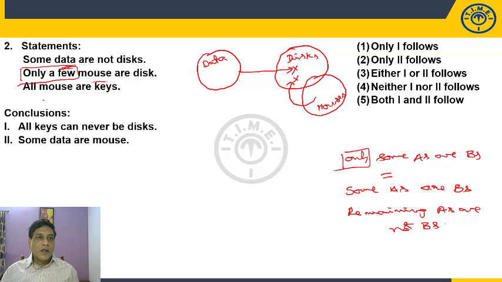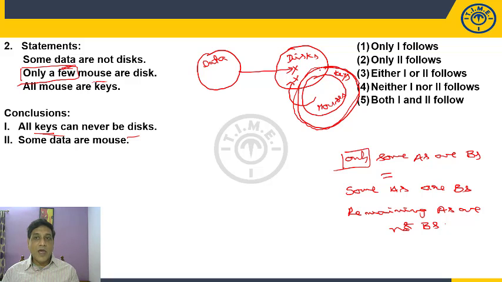Okay. All mouses are keys. So all mouses are keys implies that keys circle should be all around the mouses like this. Fine. Now, all keys can never be disk. This statement says that we cannot take all keys inside the disk. We can never, will not be able to take. Is it correct? Let us check. Can we take the entire circle of keys inside the disk?